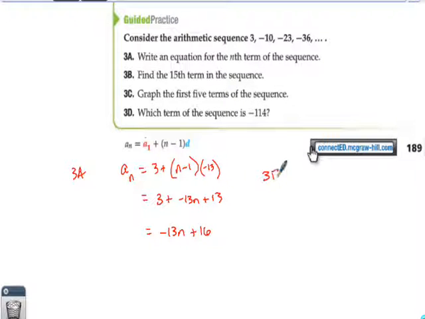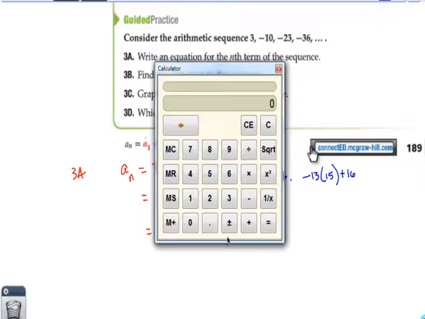3b. Actually, let's do this. We'll change colors. That way you guys can ask questions easier. I don't understand blue. All right, 3b. Find the 15th term of the sequence. Well, the 15th term means just plug 15 in for n. So negative 13 times 15 plus 16. I'll use a calculator so I can seem like a regular guy. Negative 13 times 15 is that, plus 16, boom, negative 179.